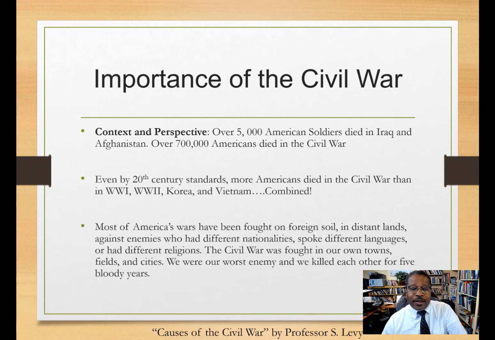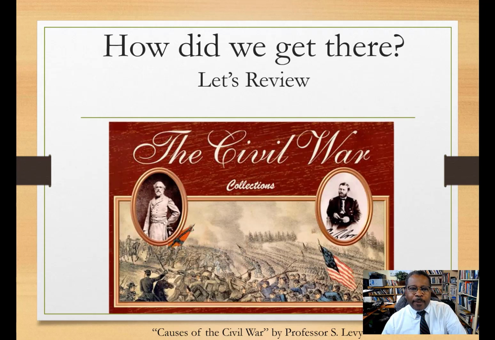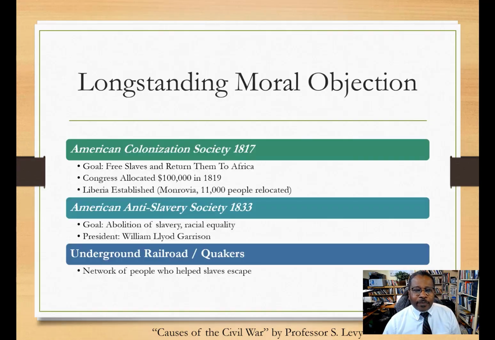in American history. And this is partly because of that question to understand ourselves and how we got to this point. So how did we get there? Let us take a step back and review how we got to this point. We know that there had always been what I call here long-standing moral objections to the issue of slavery, which is the central conflict in this war.